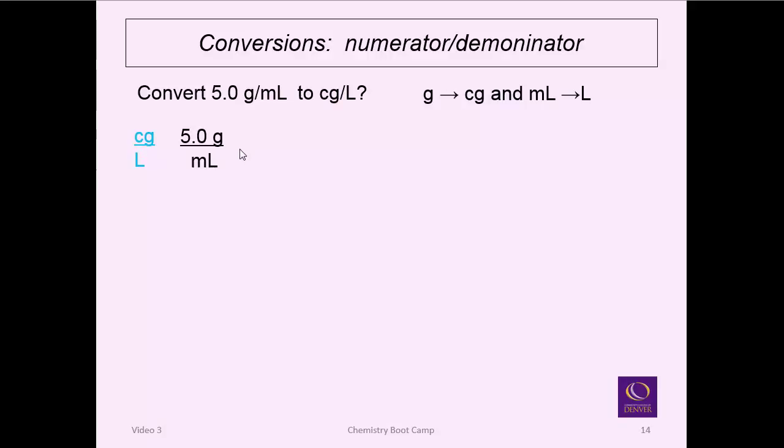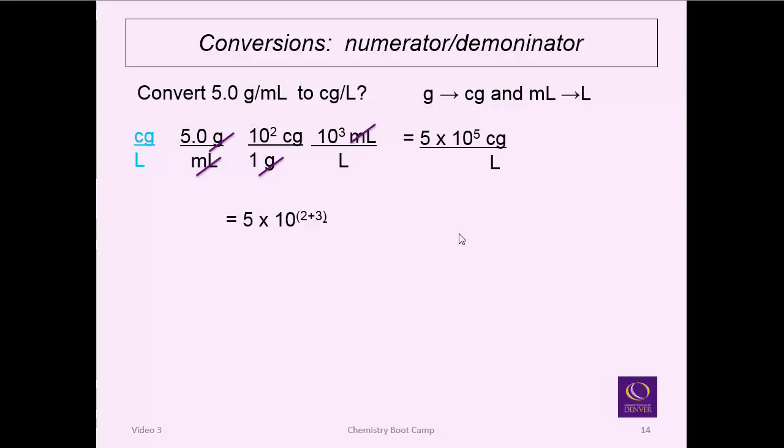Here's where I'm starting, 5 grams per mil. I put in that first conversion that I talked about. There's 10 to the 2 centigrams per gram, or 100 centigrams per gram. Then I put in my 10 to the 3 mils per liter. I check my dimensions. Do they cancel out the way I think and leave behind the ones I'm looking for? Yes, they do. So now my math will be correct. And once again, I've got powers that are being multiplied, so I just add them. So our answer is 5 times 10 to the 5th centigrams per liter.